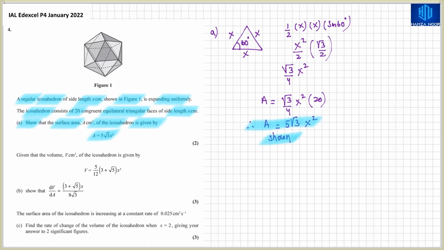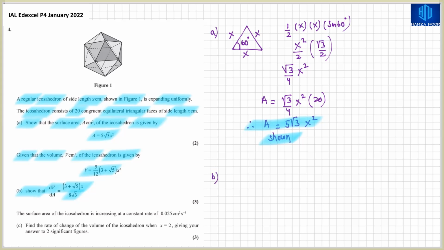Now let's move on to part B. Here we have some information before part B. Given that the volume V cubic centimeters of the icosahedron is given by V equals 5 over 12 multiplied by (3 plus root 5) multiplied by x cubed. In part B, we need to show that dV over dA is equal to (3 plus root 5) multiplied by x divided by 8 root 3.